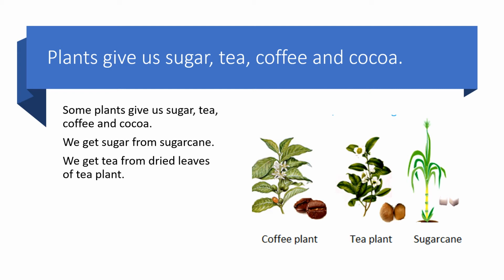Now I'll read this passage to you once again. Plants give us sugar, tea, coffee and cocoa. Some plants give us sugar, tea, coffee and cocoa. We get sugar from sugarcane. We get tea from dried leaves of tea plant.